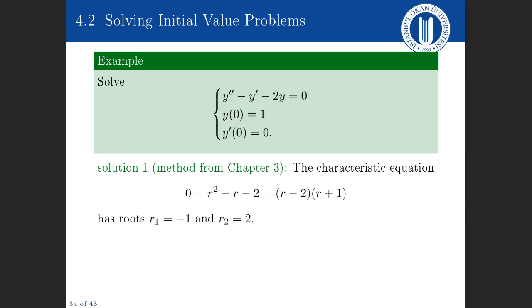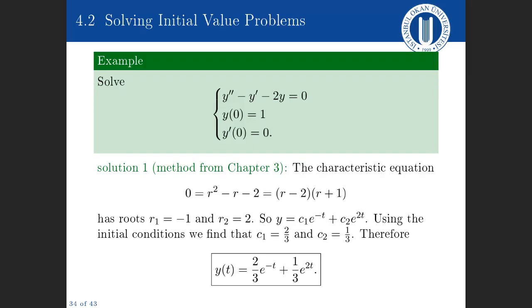In chapter 3, how do we solve it? First, we did the characteristic equation to find the roots of the characteristic equation. As soon as we know the roots, we know the general solution to the differential equation. And then to finish the problem, we just need to find the constants C1 and C2. And in this case, the constants are 2 over 3 and 1 over 3. So the solution to this problem is 2/3 e to the power minus t plus 1/3 e to the power 2t. Just remember this. We're going to solve the problem another way now, and you'll see that we get the same answer.